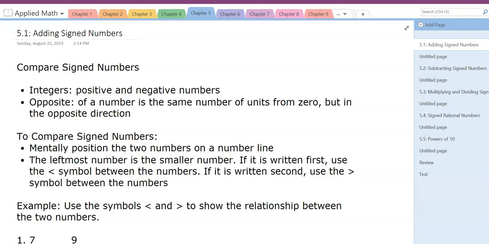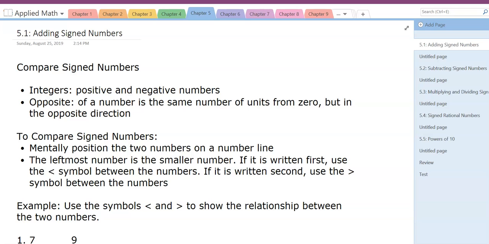And then we'll also just talk about powers of 10. And powers of 10 are just moving decimals again. So multiplying and dividing by those. So integers would be your positive and your negative numbers. And the opposite of something would be the same number, but it changes its sign. So opposites would be like 5 and negative 5. So they're the same distance away from 0 on the number line.